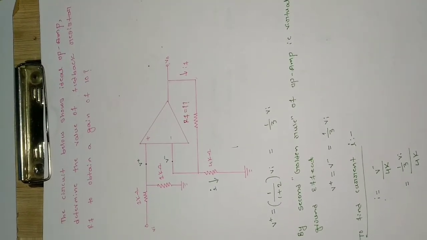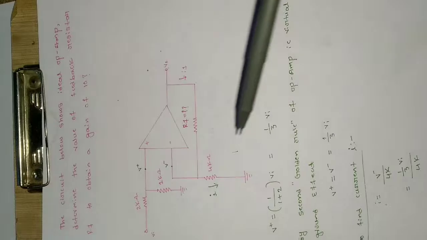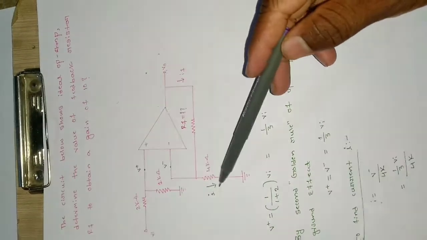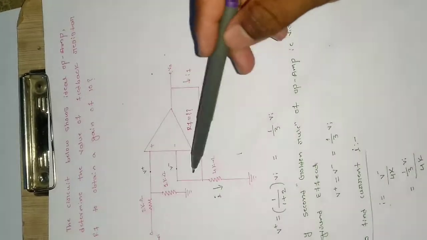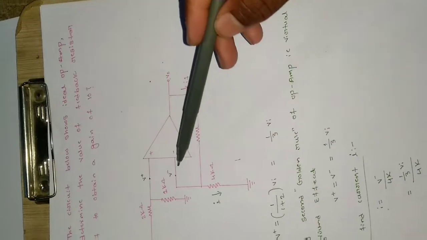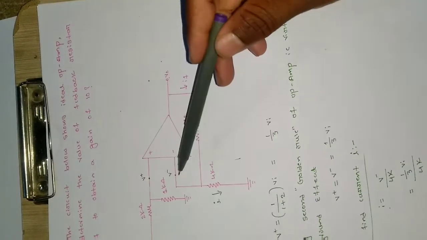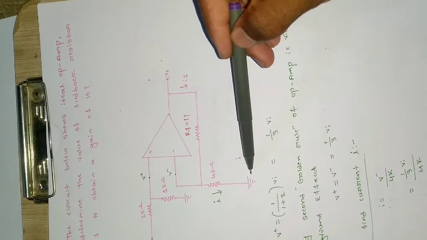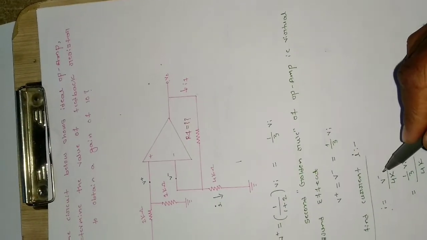Now to find the current I which is flowing through the 4 kilo ohm resistance, I need to find the current flowing through this resistance to the ground here. So how can I find it? I equal to V by R formula. So the voltage at this point is V minus, and this voltage is 0 here. So I could have written it like this also.